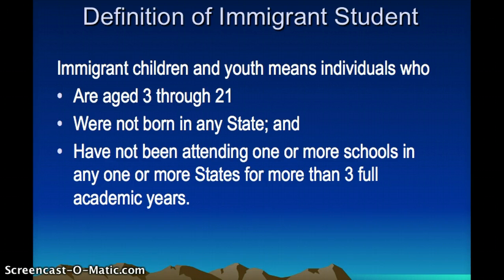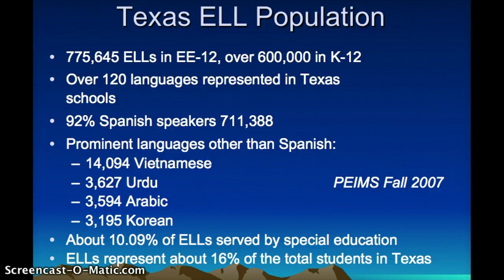So the definition of an immigrant student is an individual aged 3 to 21 who was not born in any state or in the United States, and has not been attending one or more schools in any one or more states for more than 3 full academic years. The following are some statistics reported by the Times, fall of 2007, on EOL population.